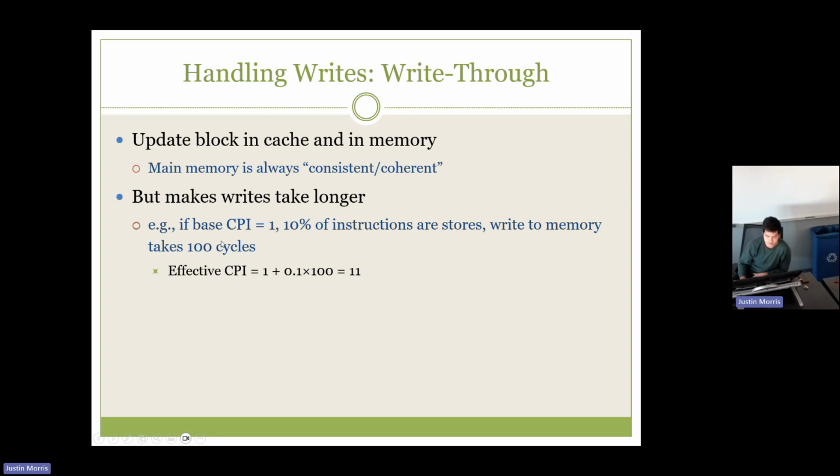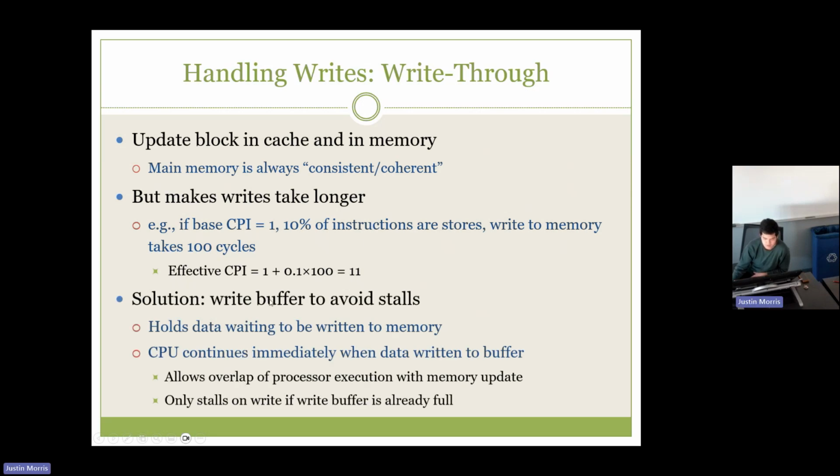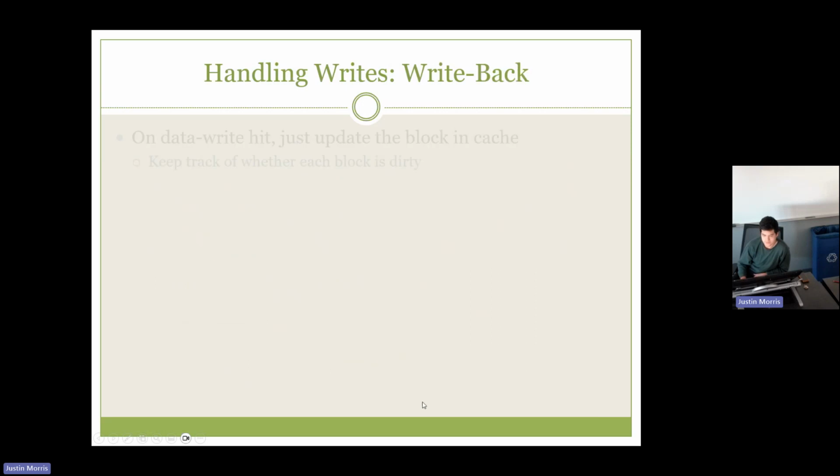So here's just an example. Base CPI of 1, 10% of instructions are stores, and writing to memory takes 100 cycles. So 10% of instructions cost us 100 cycles of stalling. My new CPI is now 11. The solution to this is a write buffer to avoid these stalls. Rather than writing the data immediately, we hold the data and the CPU will continue, and the data will be written when it can, when the memory is not being used. It's only going to stall on the writes if the write buffer is already full.